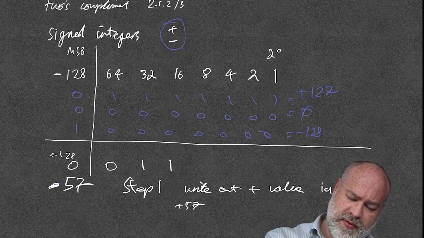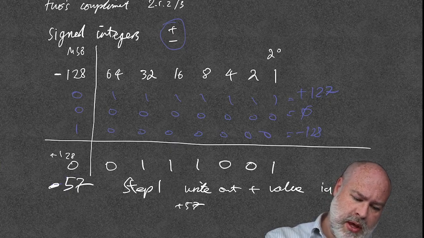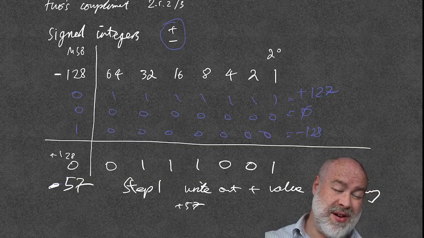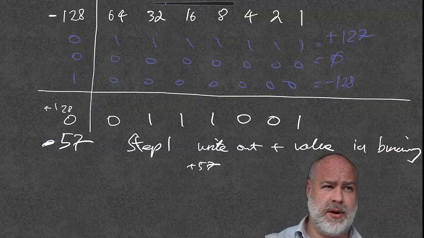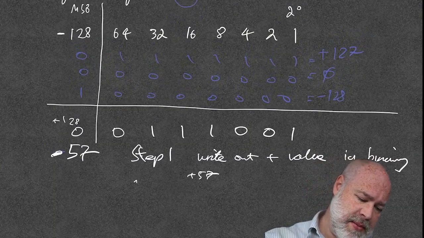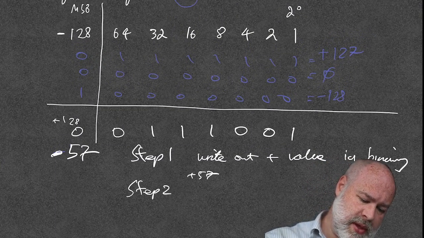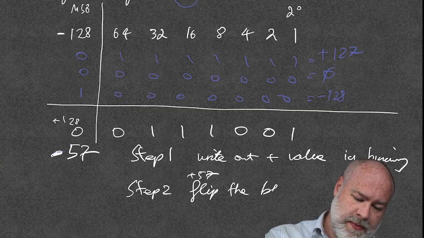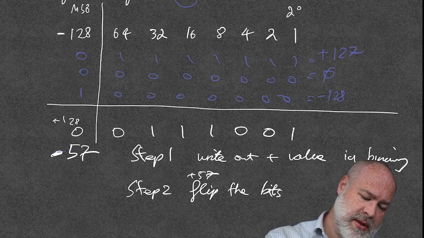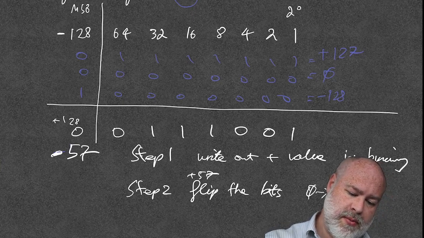16 goes into 25, so we've got 9 left, so we need an 8 and a 1. So that's how you would write out 57 in terms of positive binary numbers. Step 2 is to flip the bits. Flip the bits, so zeros become ones and ones become zeros.